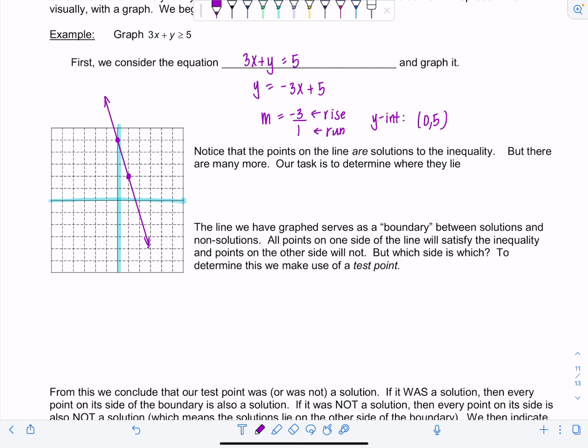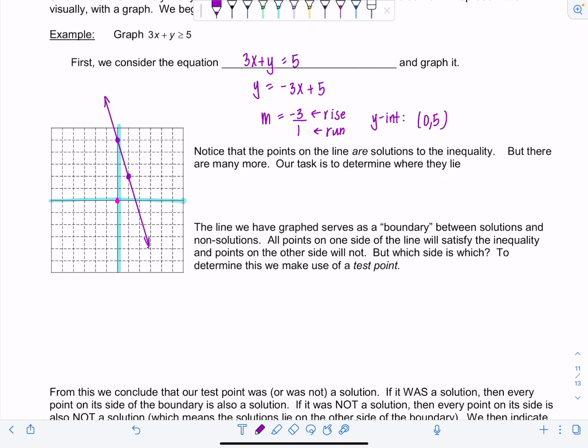Well, one thing we can do is use a test point and test whether or not a point on one side of the line satisfies the inequality or not. What's a great point to test with? I love testing with (0, 0). You just got to make sure (0, 0) is not on the boundary. Is it? Nope. Here's (0, 0).